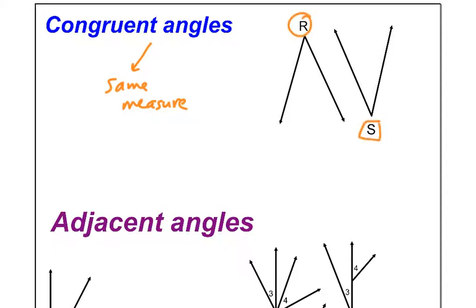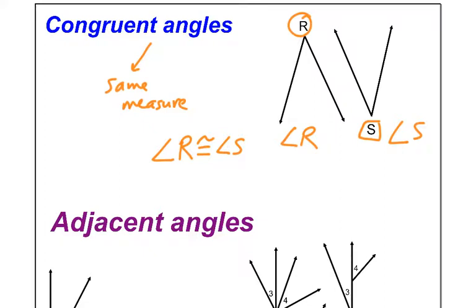So in fact, we could actually call this one angle R. And that would refer to that angle because we're just referring to its own vertex. This would be angle S. Well, if these are congruent, let's say that angle R, let's use our congruent symbol, is congruent to angle S. And that's how we would do that.